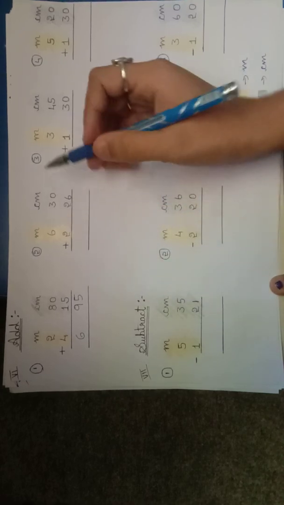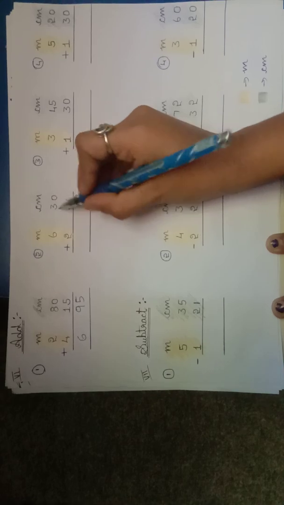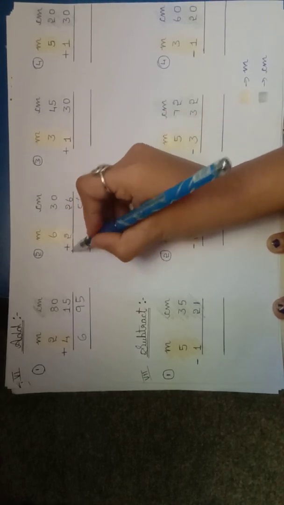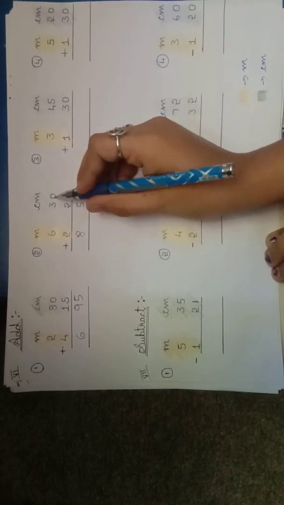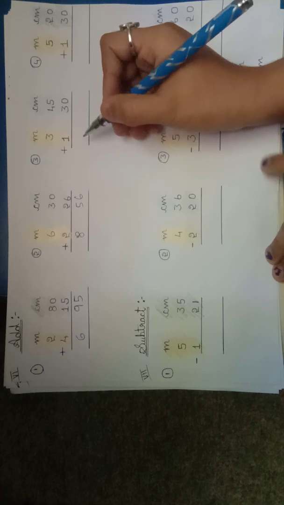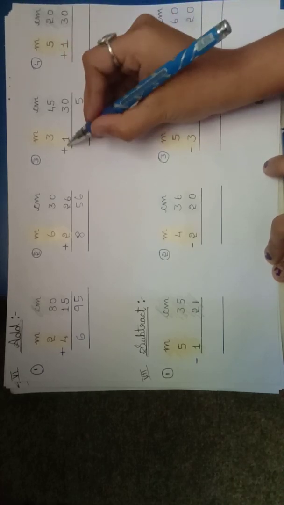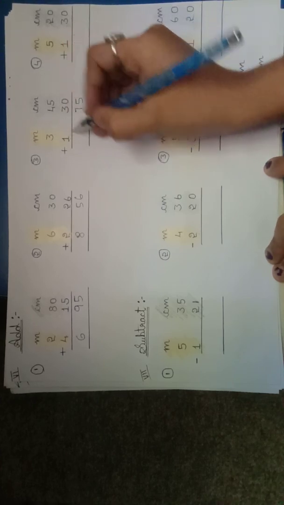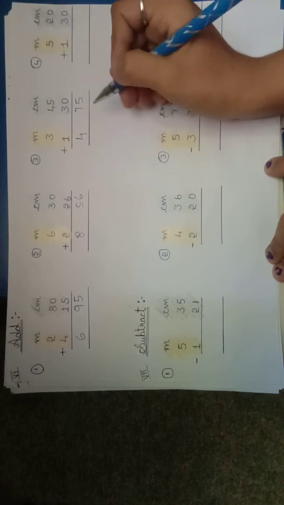Okay, second one, 0 plus 6 gives you 6. 3 plus 2 gives you 5. Move on to meter. 6 plus 2 gives you 8. So the answer is 8 meter 56 centimeters. Next, third question, 5 plus 0 gives you 5. 4 plus 3 gives you 7. Move on to meters. 3 plus 1 gives you 4. So your answer is 4 meter 75 centimeter.